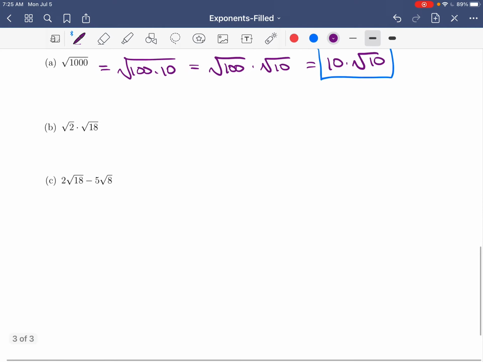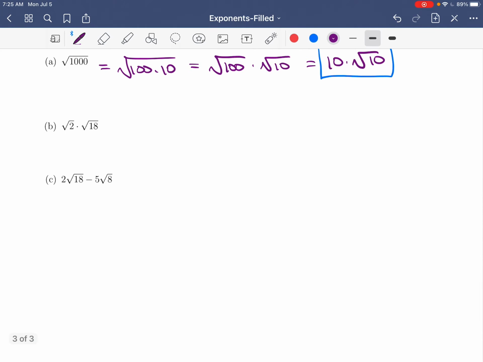Similarly, root 2 and root 18 are both not nice. Although root 18 I could break down into something nice because it's 2 times 9, and 9 is a nice perfect square. But I could also put these together as 2 times 18 under the square root, which is the square root of 36, which actually is a nice square. So then it's just 6.